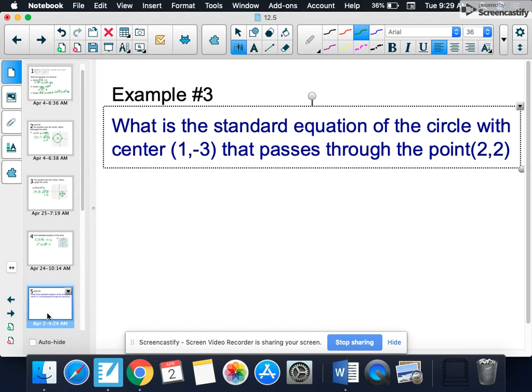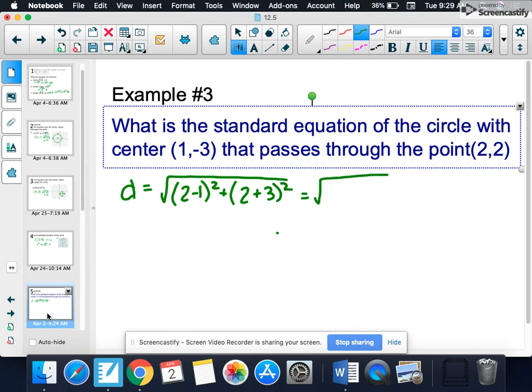Now our last example, same thing, we have to write the standard equation given the center, and then it passes through a point on the circle. So we don't have the radius, so we're going to first have to find the radius. I'm going to do the distance formula to find the radius between the center and that point on the circle. So I'm going to do 2 minus 1 squared plus 2 minus a negative 3, so plus 3 squared. That's going to simplify down to 1 squared plus 5 squared. So that's going to give me 1 plus 25, which gives me the square root of 26 as my radius.